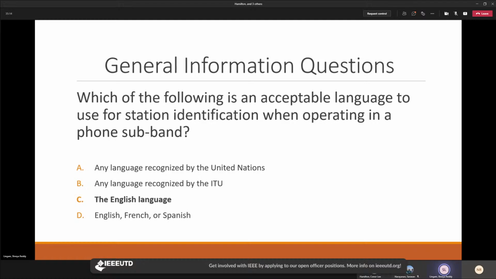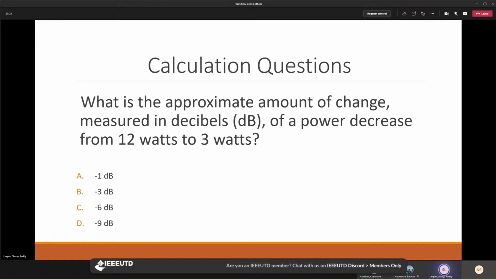The answer is C, the English language. So within the US, you can use any language that you wish to communicate over amateur radio. But when you're identifying your station with your call sign, you must use English. So next, we're going to go on to a calculation question.